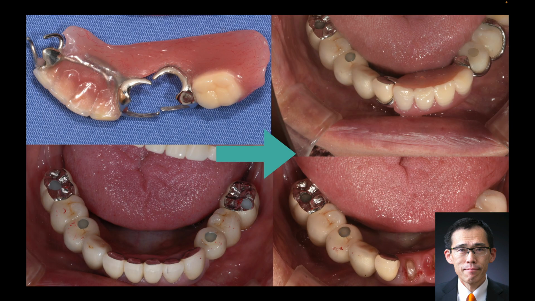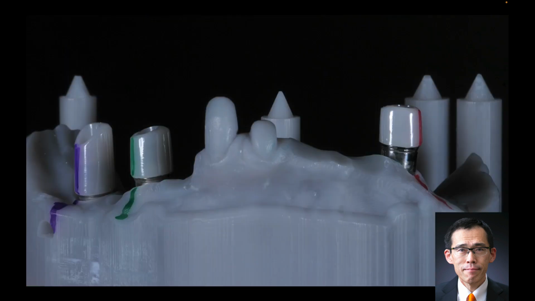These are 6 years of change in her dentition. Left side is 2015, right side 2021-22. Zirconia inner crowns were fabricated on teeth and implants.